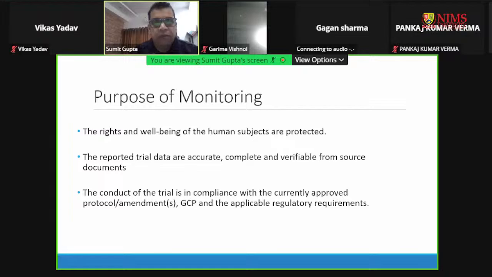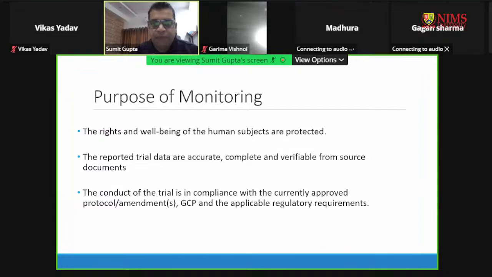The purpose of monitoring all clinical trials on the basis of GCP is to manage the rights and well-being of human subjects and make sure that they are protected. Another purpose is that whatever trial data is reported is accurate, complete, and verifiable from the source document.